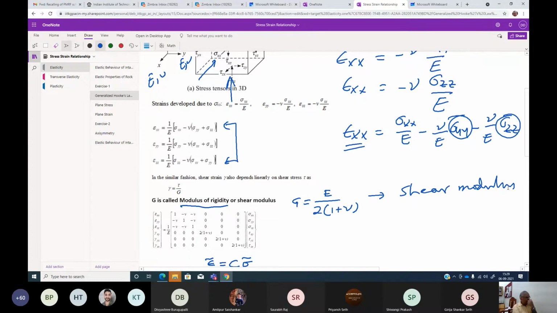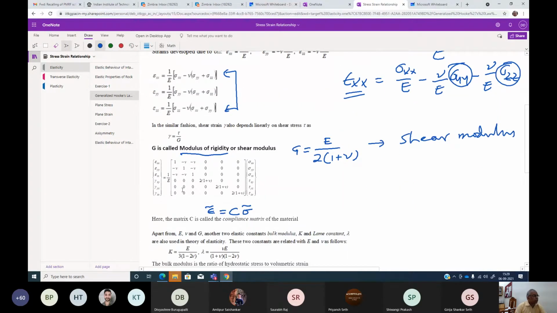Now, the proof of this, I'm not sure whether it is there, otherwise it is given in the book. How it is related: G is equal to E by 2 into 1 plus mu. This requires the knowledge of Mohr circle. So by Mohr circle we can very easily show this relationship.